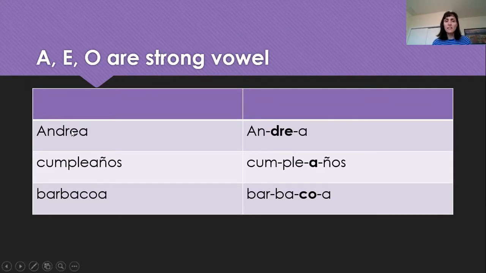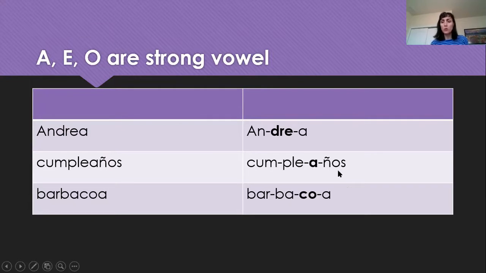In this case, the E and the A are next to each other, but they're 2 separate sounds. They're 2 separate syllables because they're both strong vowels. So this is a 3-syllable word, Andrea. And we're emphasizing the second to last syllable because it ends in a vowel. Andrea. Same thing here. It ends in an S. We're going to emphasize the second to last syllable, and the E and the A are 2 separate sounds because they're both strong vowels. Cumpleaños.